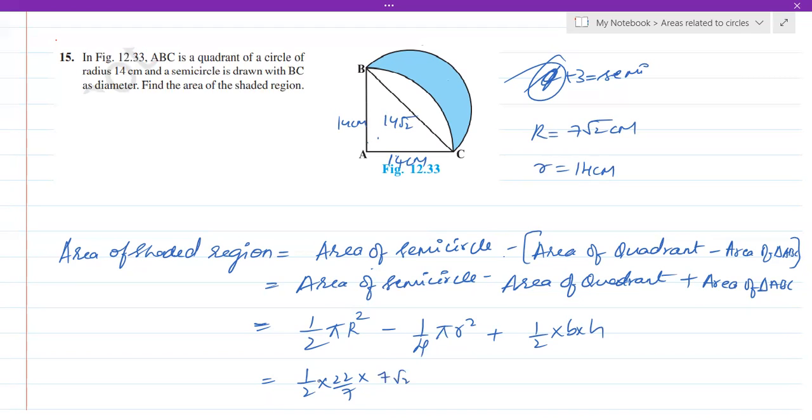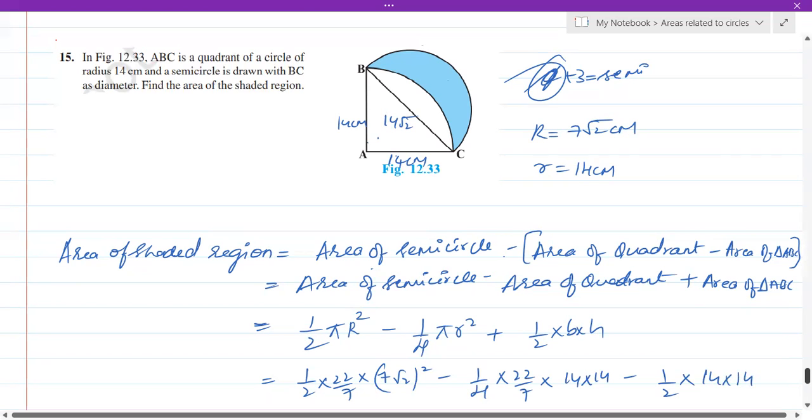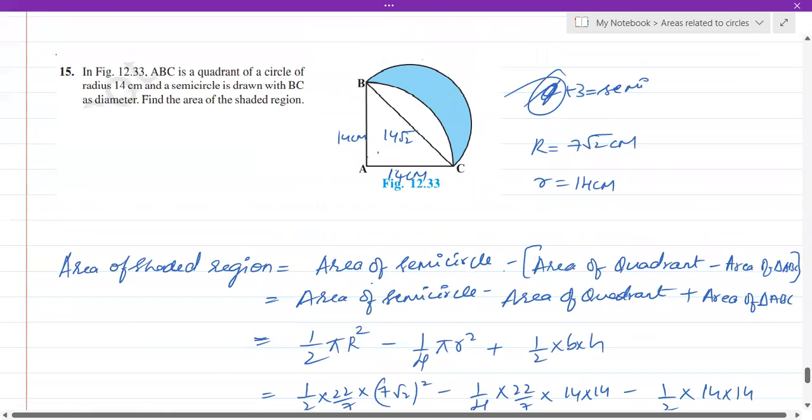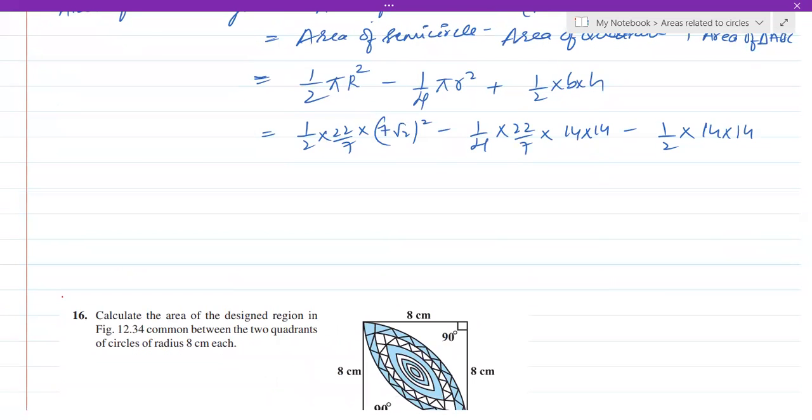So half into 22 by 7 into 7 root 2 the whole square, minus 1 by 4, pi value again 22 by 7, r is 14, so 14 into 14, minus half into base into height. Base is 14, height is also 14, because AC is the base and AB is the height, because here the angle is 90 degrees. Let's simplify this. 2 1s are 2, 11s are. So it becomes 11 by 7.